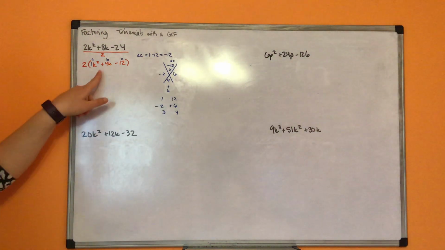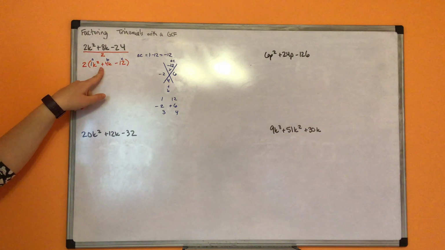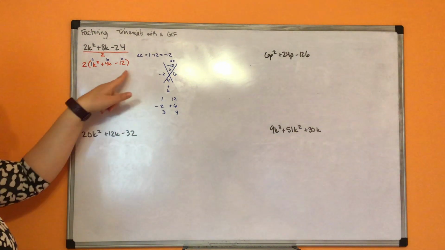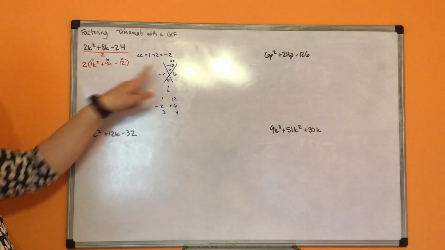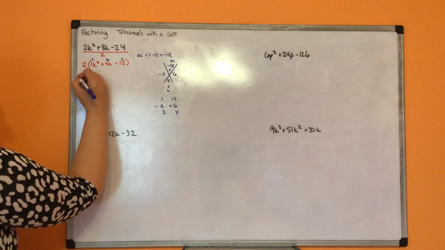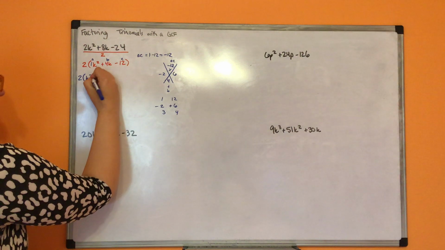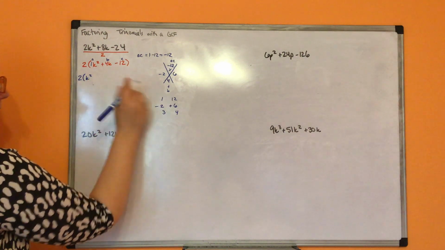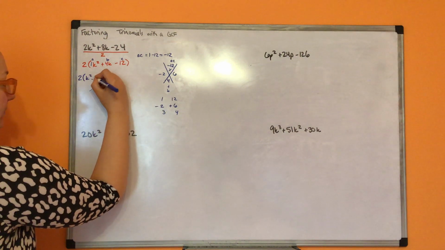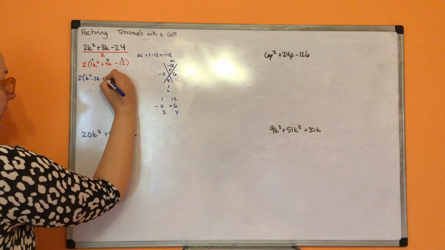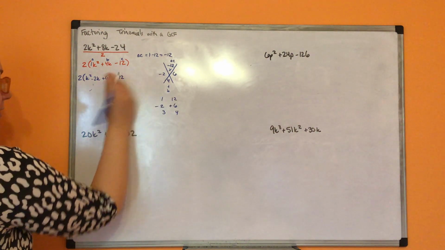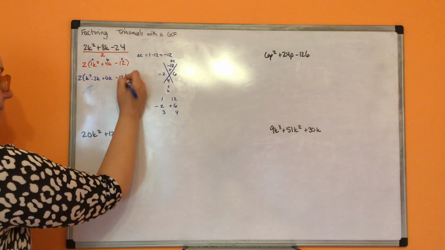Just like before, I'm now going to rewrite the stuff on the inside of the parentheses with negative 2k plus 6k instead of the 4k. So keep the GCF, 2, in front. I'm going to rewrite this as k squared minus 2k plus 6k, and then the minus 12 stays the same, just like before.